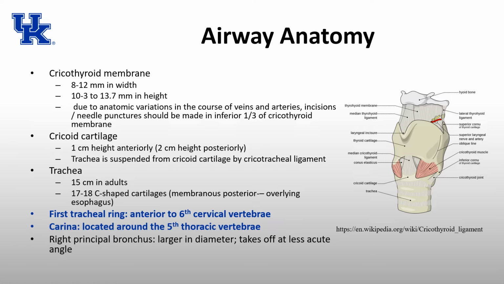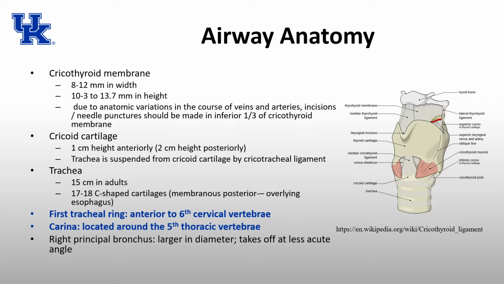Anatomically, the first tracheal ring is located anterior to the 6th cervical vertebra. And then the carina is located at around the 5th thoracic vertebra. So the trachea extends from the 6th cervical vertebra down to the 5th thoracic vertebra, where the trachea bifurcates into the left and right principal bronchi.